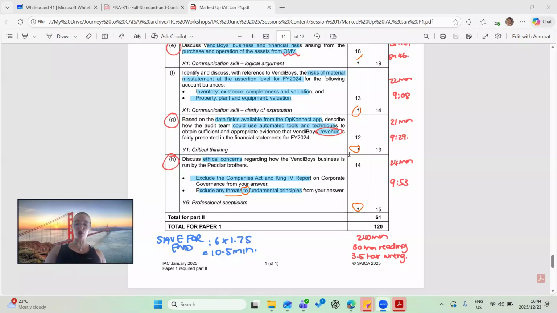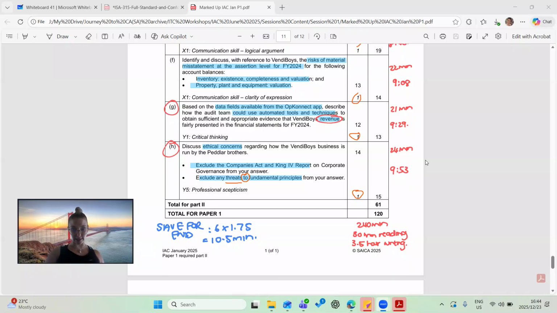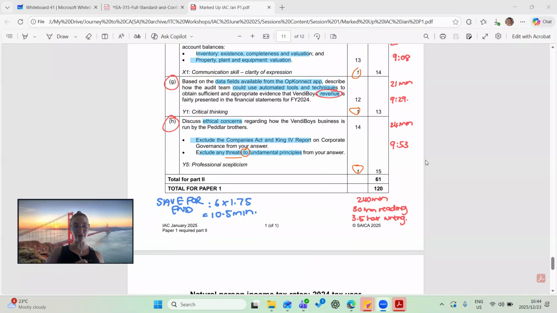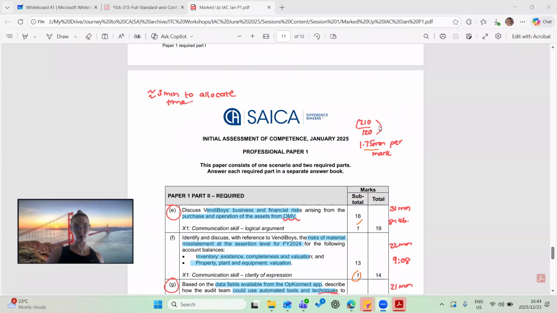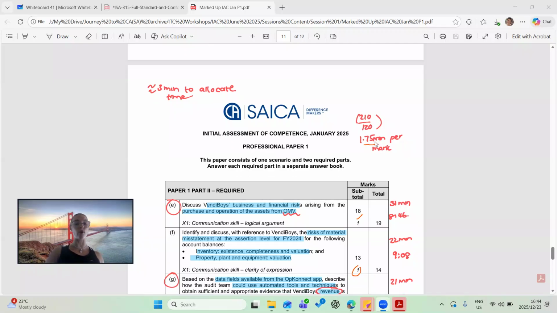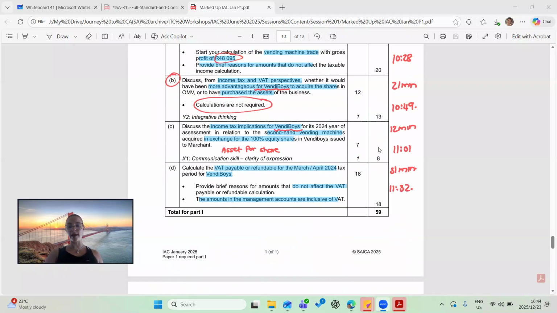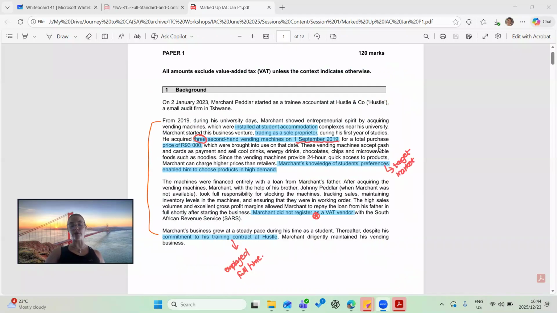All right. So I gave myself 30 minutes of reading time, which means I have 3.5 hours of writing time. So if I take my total number of minutes divided by my total marks, it gives me 1.75 minutes per mark. That is such a nice allocation. We'll discuss reading now.